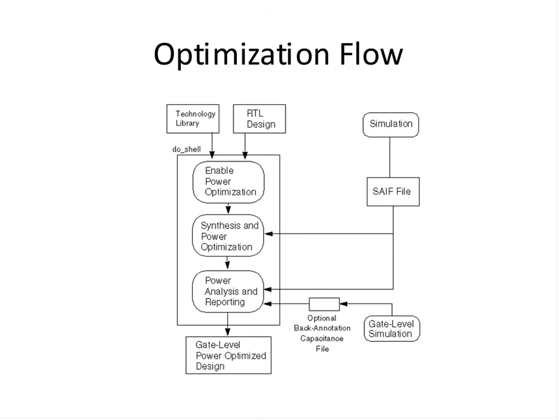See, simulation here is feeding this SAIF file, the switching activity file. It goes as an input before the synthesis takes place. Now synthesis has the technology library, so it knows the power numbers, and it has the switching activity. We will see what information the switching activity provides. Now it can do power optimization, and you can use some reporting to report power. Then we get a gate level power optimized netlist.